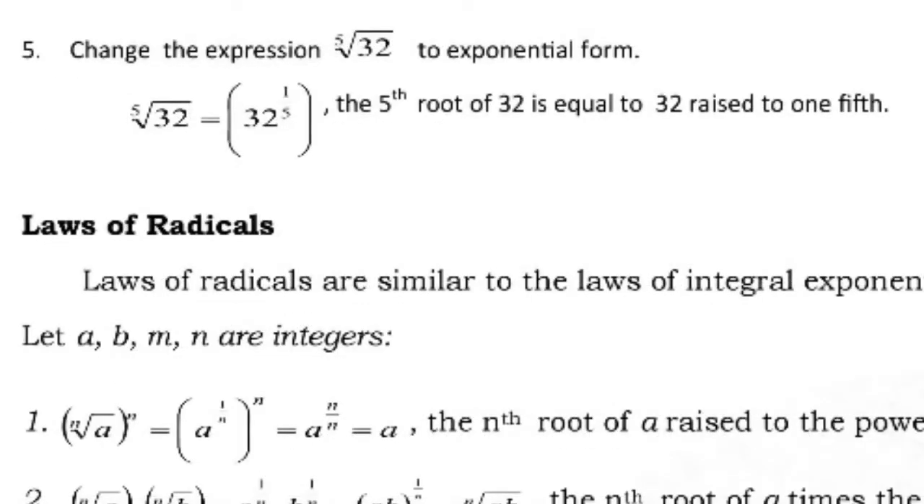Then let's have number 4, but in here this is number 5. So supposedly this is 4. Change the expression 5th root of 32 to exponential form. So in here, the radicand is 32, so this will be our base. Then the index is 5, so this will be our denominator, 5. Then this is 32 here, so this is raised to the power of 1, so our numerator will be 1. So our answer should be 32 raised to the power of 1/5.